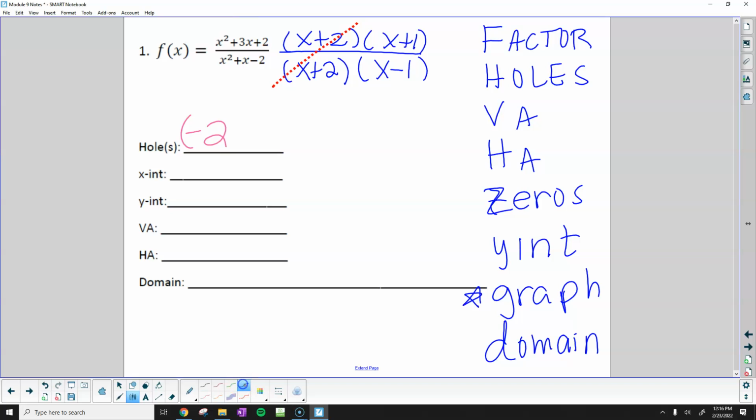All right, so we have a hole. And remember, there's no rear view mirror in math. You never look back on your previous work. When this stuff cancels out, you're going to have x plus 1 on the top, x minus 1 at the bottom.